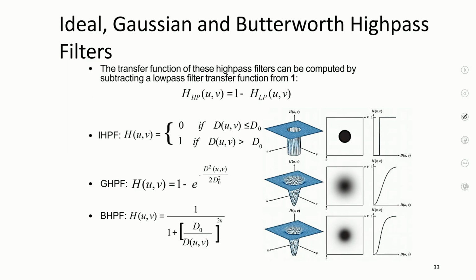So 1 minus ideal low pass filter, you get this thing. Okay, 1 becomes 0, 0 becomes 1. For this again the Gaussian one. Okay, and 1 minus Gaussian becomes high pass Gaussian. Similarly, Butterworth filter, 1 minus Butterworth filter, and then after simplification you get this. Okay, and these are the frequency responses in 3D. So these are simple ones.